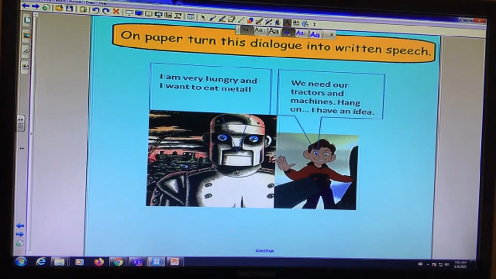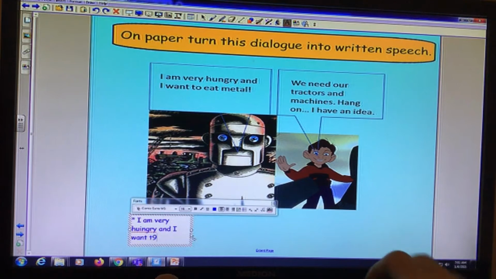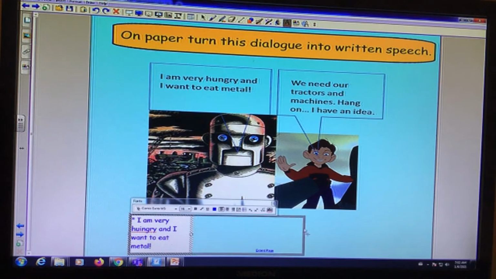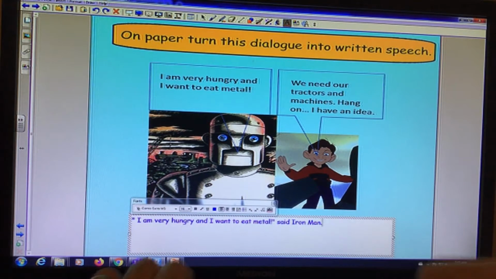Right, so that should hopefully have looked something like this. Open speech marks. I am very hungry and I want to eat metal. Exclamation mark there, isn't it? "I am very hungry and I want to eat metal," said Iron Man. Now that's the end of our first sentence there, so I can put my full stop in.